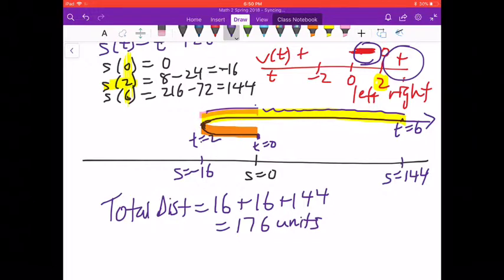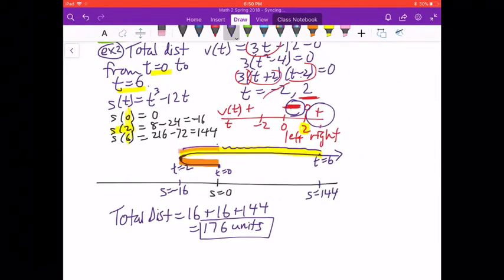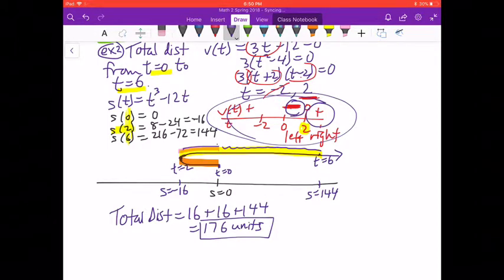So that's one little technique. That's kind of nice. You get a little visual display. I like it. It gives a nice little visual display of what's going on. We investigate what's going on with the velocity and how the velocity changes signs. And we pretty quickly get to the total distance.